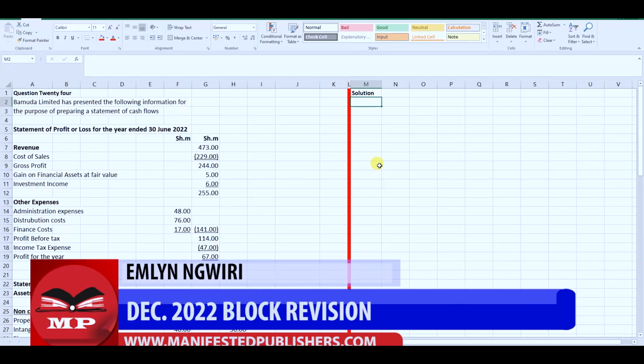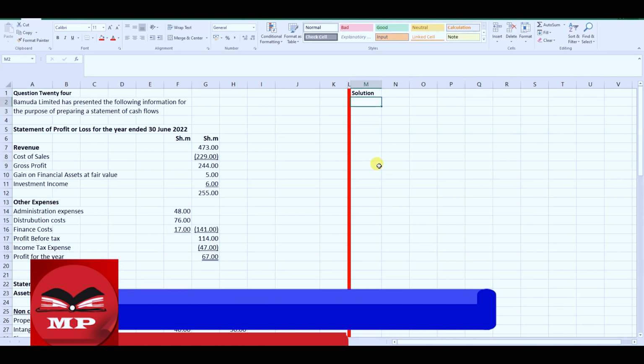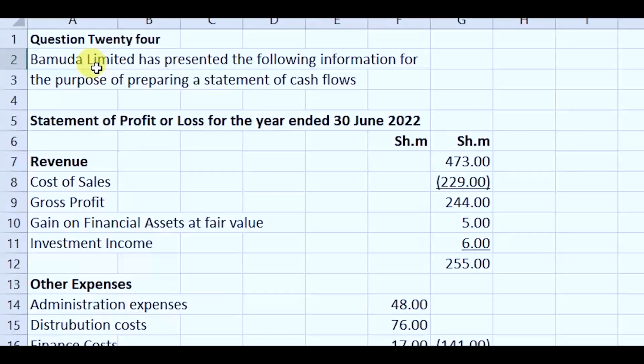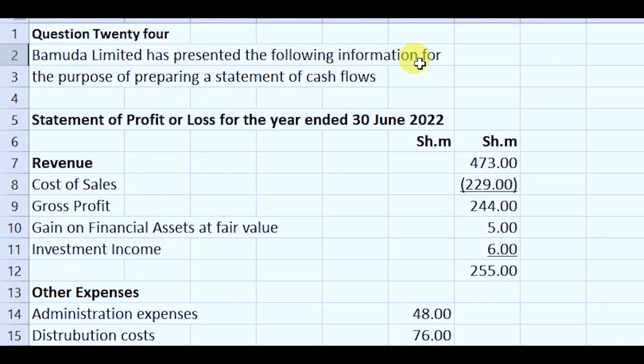My name is Emily Ngwiri, and today, ladies and gentlemen, we are discussing business and data analytics. The focus is on December 2022, question 24. The question reads as follows: Bermuda Limited has presented the following information for the purpose of preparing a statement of cash flows.